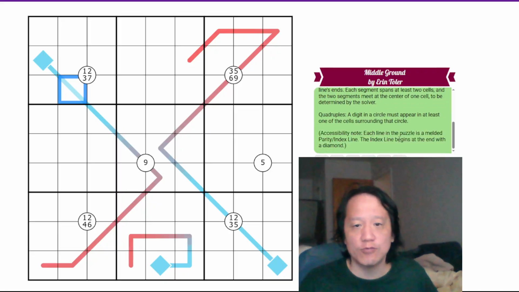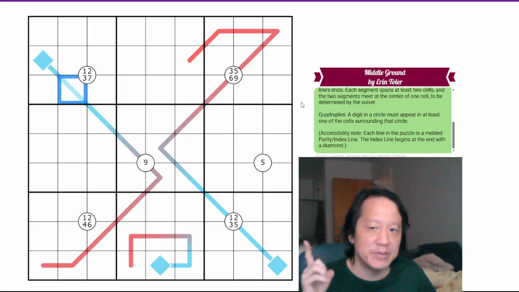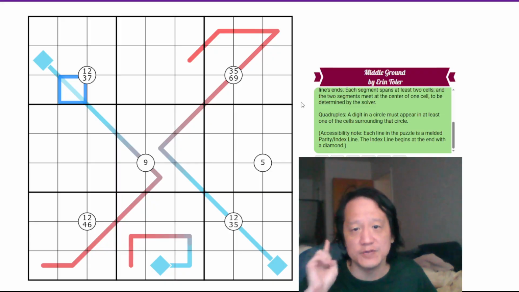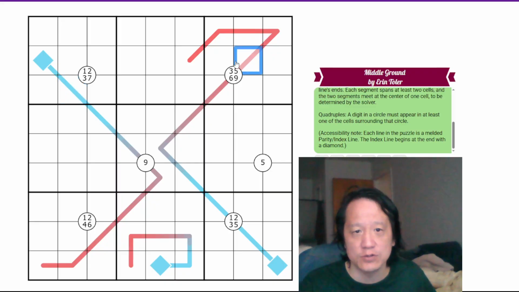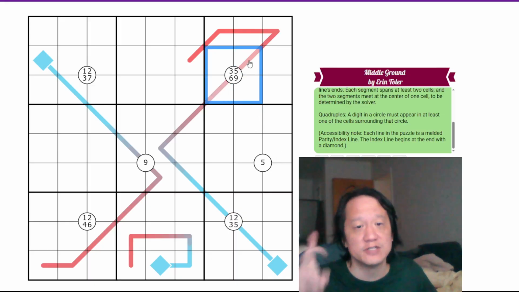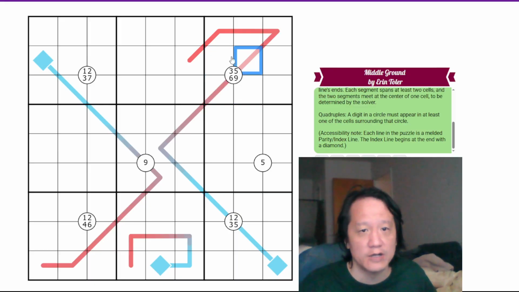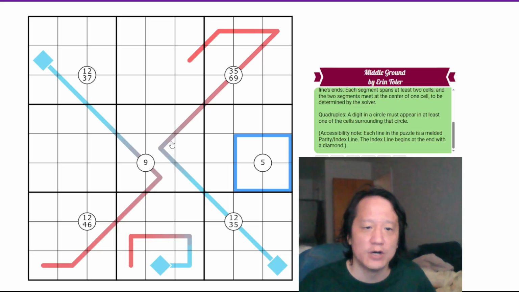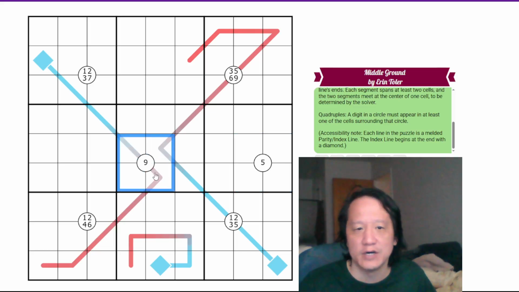We also have quadruples, where a digit in a circle must appear in at least one of the cells surrounding that circle. So around this circle, a 3, a 5, a 6, and a 9 must appear in the cells surrounding this quad. We have to have a 5 surrounding this quad. We have to have a 9 surrounding this quad, etc., etc.